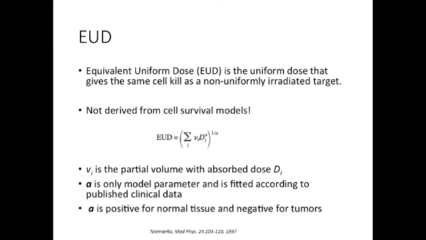So let's talk about another concept for normal tissue predictions, and that's the equivalent uniform dose, the uniform dose that gives the same cell kill as a non-uniformly irradiated target. This is not derived from cell survival models. It's just empirical. V sub i is the partial volume with the absorbed dose D sub i, and it goes by this formula. And a parameterizes the dose response and is fit to published clinical data. It's positive for normal tissues, negative for tumors. So it can be used for both.